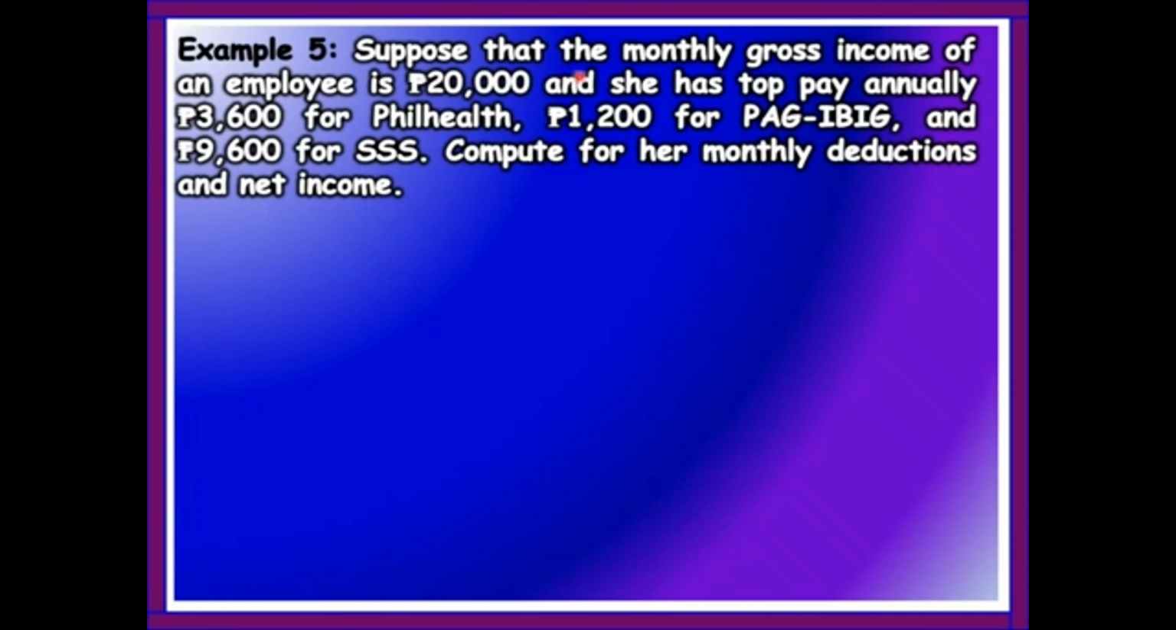Example number 5. Suppose that the monthly gross income of an employee is 20,000 pesos and she has to pay annually 3,600 for PhilHealth, 1,200 for Pag-ibig, and 9,600 for SSS. Compute for her monthly deductions and net income. To find the net income, we have to subtract the deductions from the gross earning. The gross earning given there is 20,000 pesos. That is her gross income. And for the deductions, we need to compute all of her deductions.